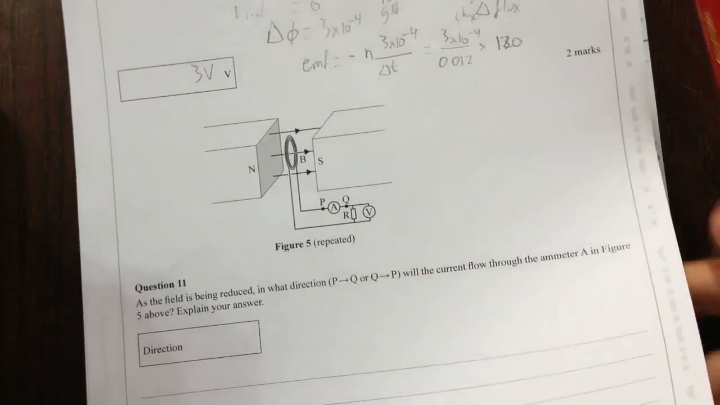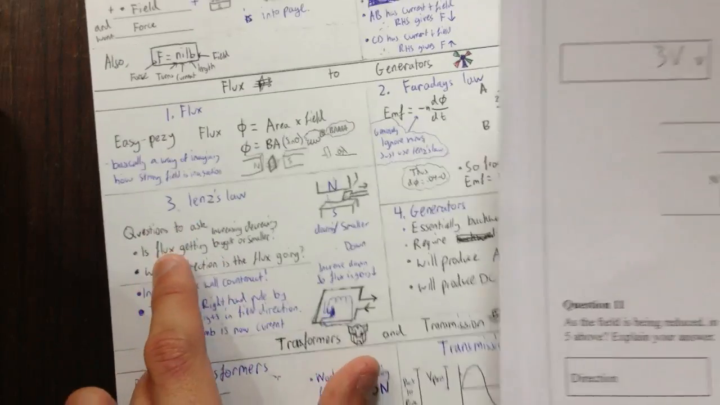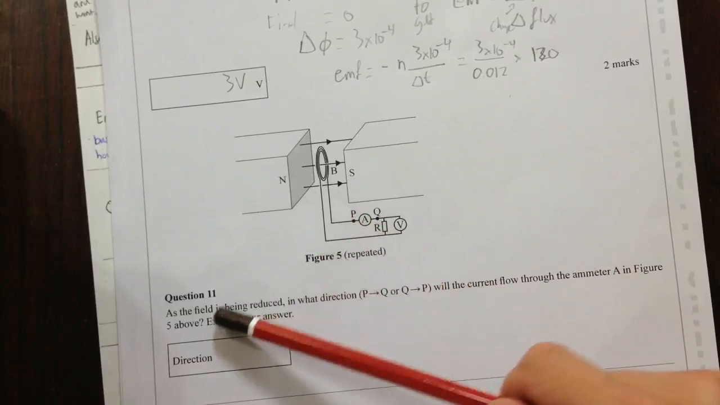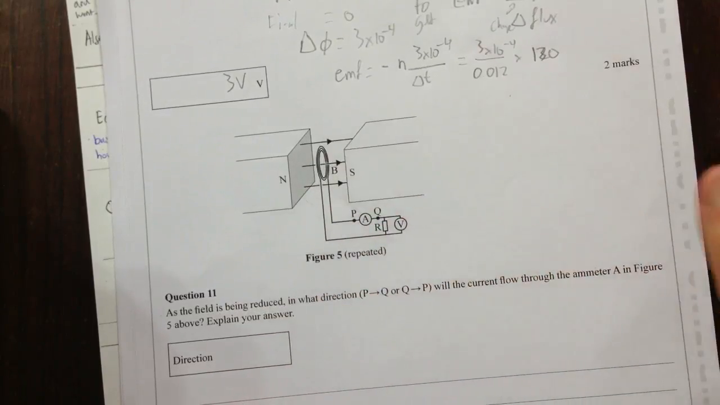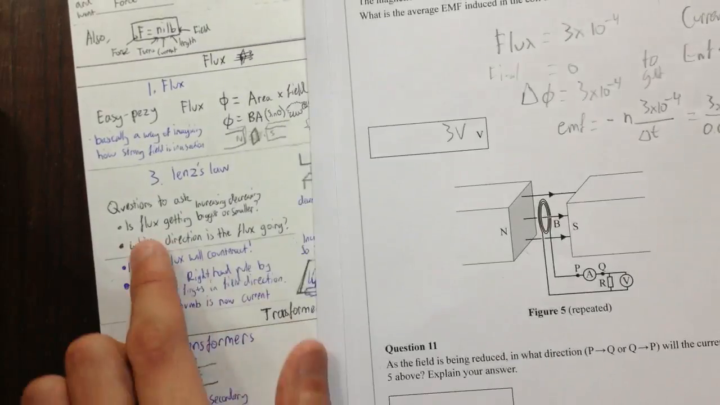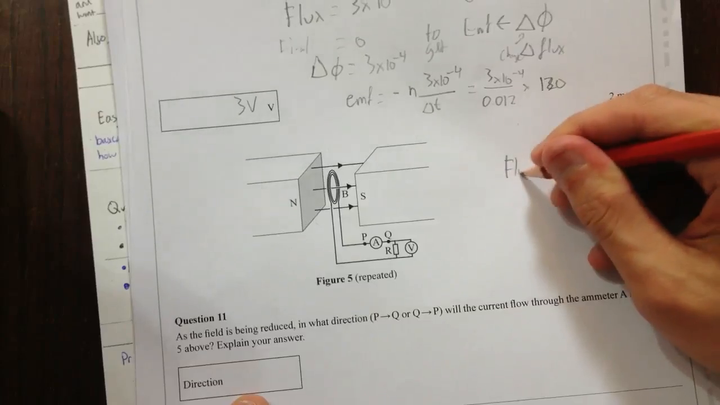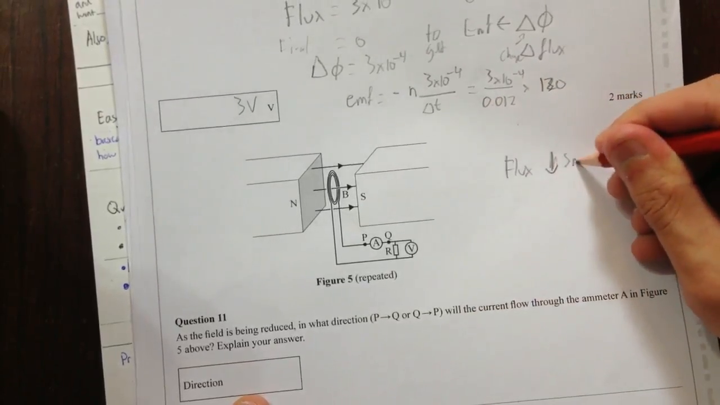So what we need to do first is think of 3 things. The questions to ask are, is the flux increasing or decreasing? In this situation, as the field is being decreased or reduced, our flux is getting smaller. Next, which direction is the flux going? So we know first the flux, I like writing it down, it's getting smaller.